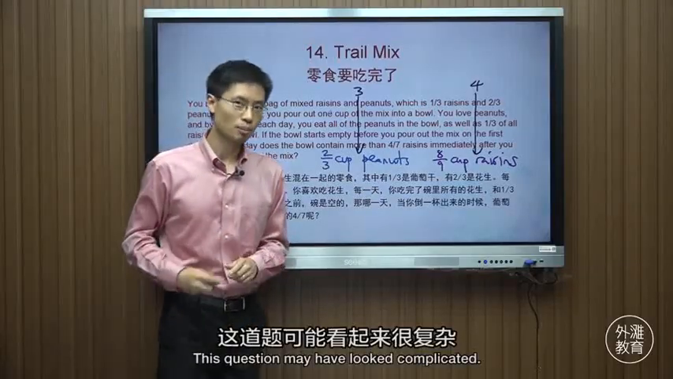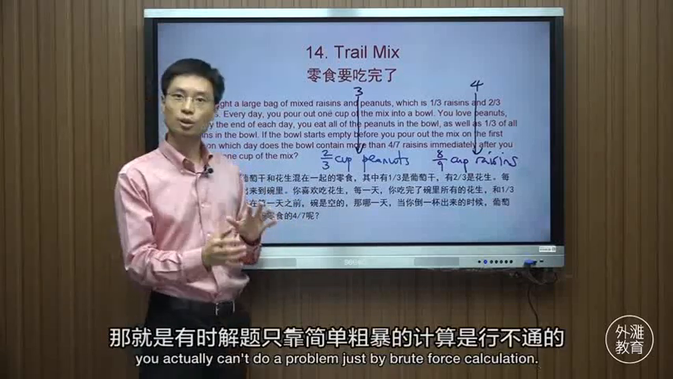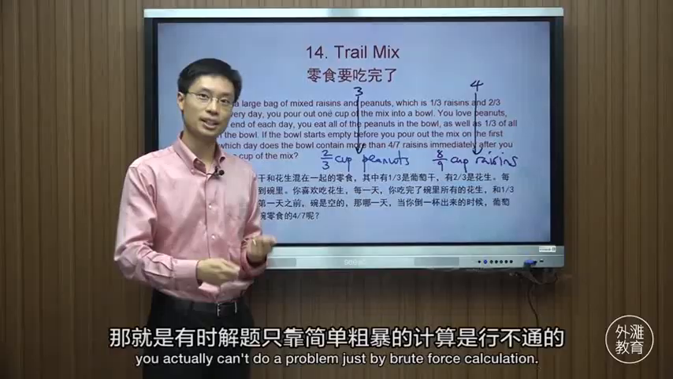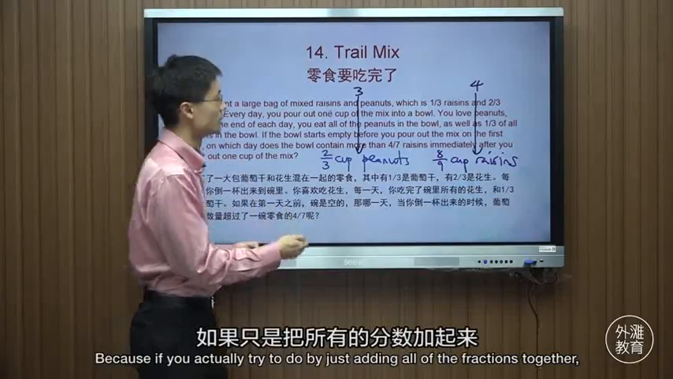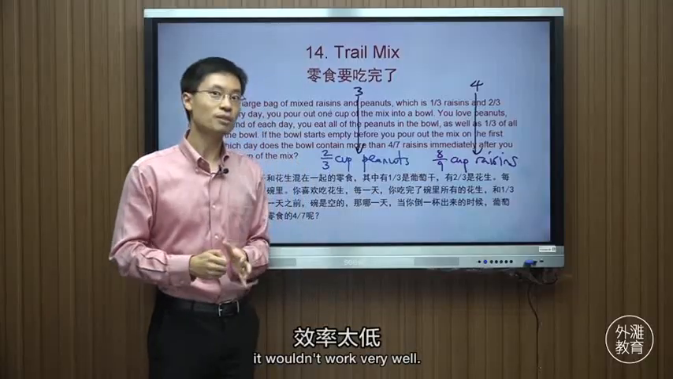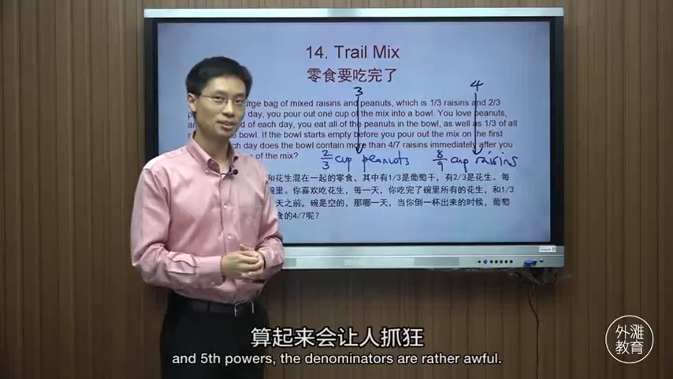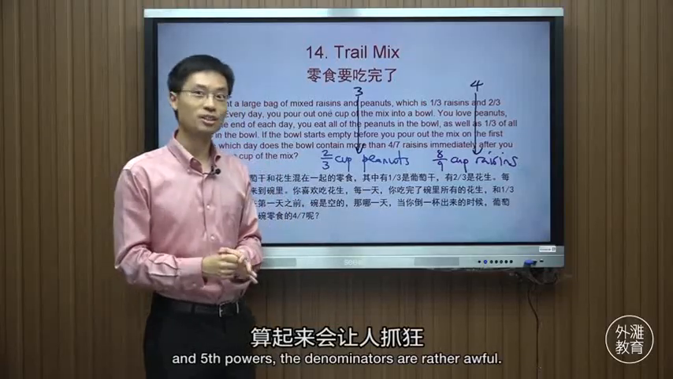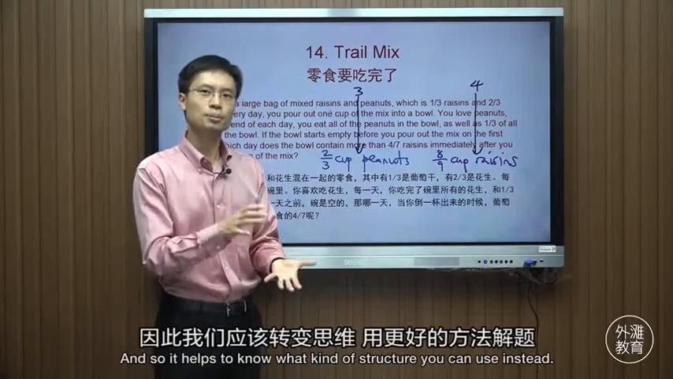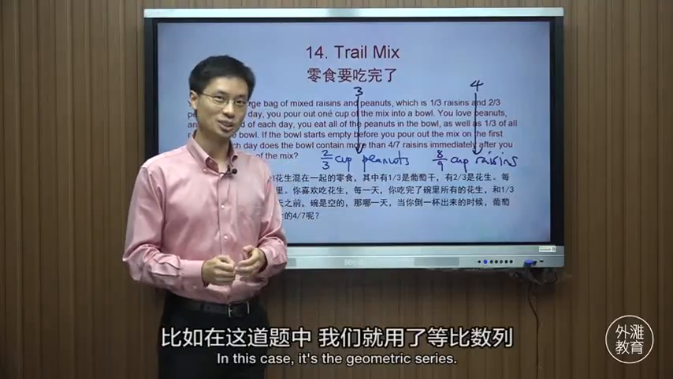This question may have looked complicated. And what it shows is that sometimes you actually can't do a problem just by brute force calculation. Because if you actually tried to do this by just adding all of the fractions together, it wouldn't work very well. If you imagine what sort of numbers you have when you have these 6th powers and 5th powers, the denominators are rather awful. And so it helps to know what kind of structure you can use instead. In this case, it's the geometric series.